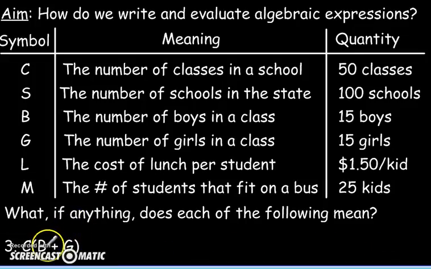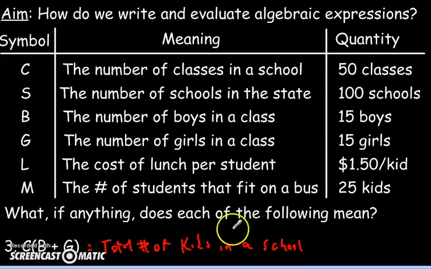All right, so this is the total number, as we already discussed, B plus G is the total number of kids in a class, and C is the total number of classes in the school. So this expression is the total number of children times the total number of classes, which would mean the total number of kids in a school.